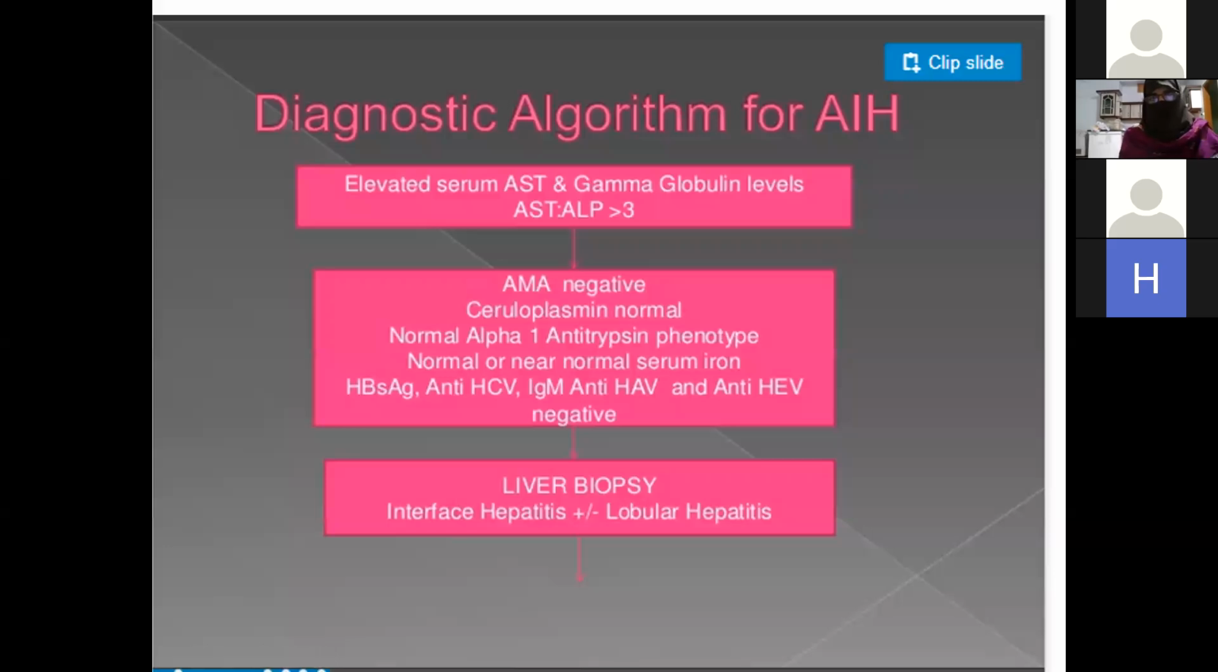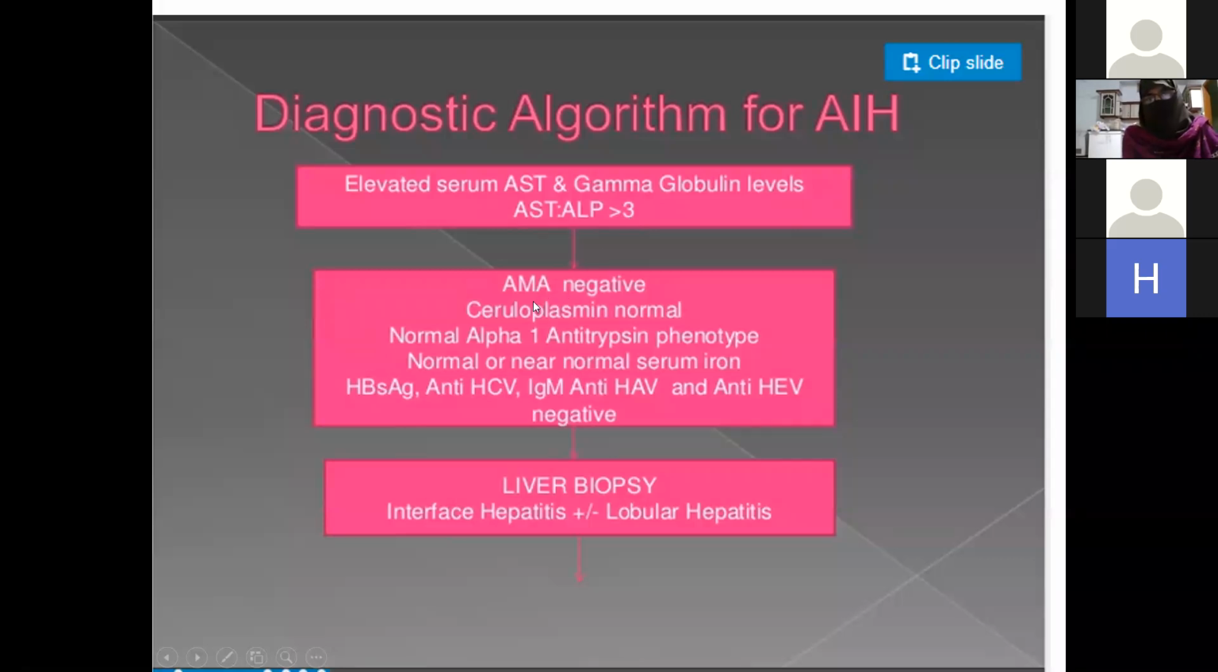So, the diagnostic algorithm. It is a point scoring system, and the table is given in Robbins. Nobody will expect you to remember the point scoring system, but you should at least know what things are looked at: elevated AST, and gamma globulin levels, with a ratio of more than 3.